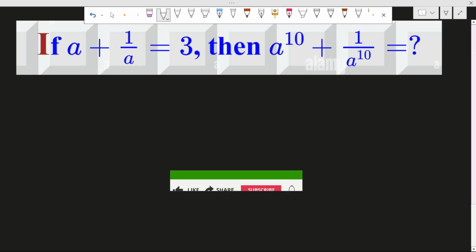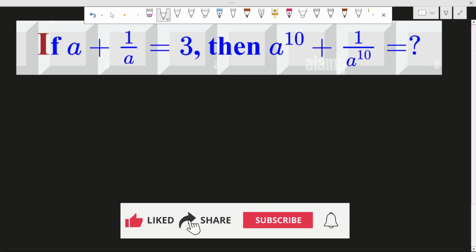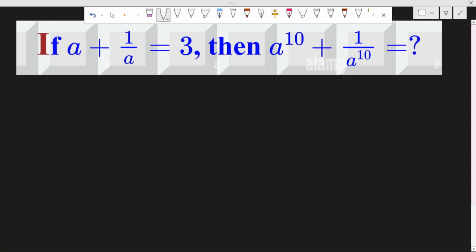If a plus 1 by a is equal to 3, then a to the power 10 plus 1 by a to the power 10 is equal to question mark. That means we have to find out the value of a to the power 10 plus 1 by a to the power 10, where a plus 1 by a is equal to 3 is given.